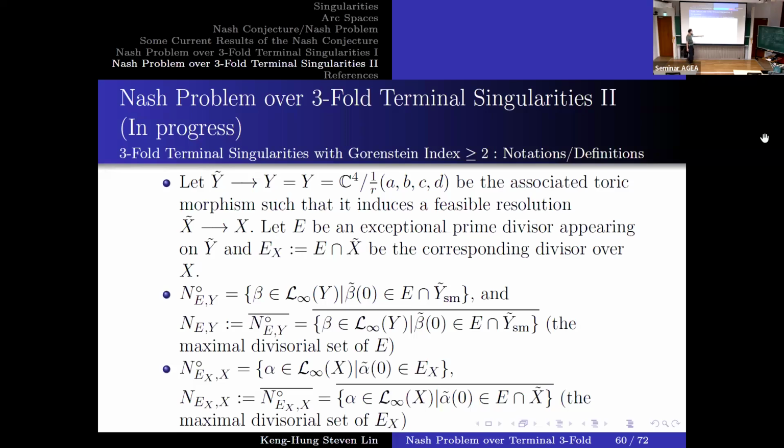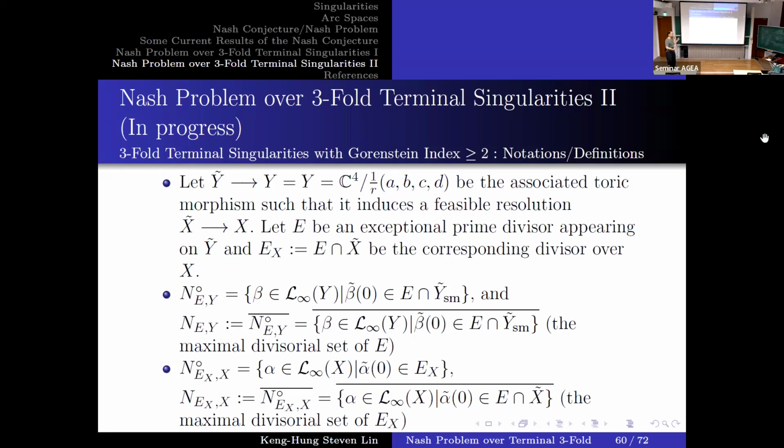Such that the arcs are based on the divisors. It's something like we have divisors, then we consider arcs which can be lifted into these divisors. So both inside and outside. Then we consider the closure of it, which is usually called the maximal divisorial set of E.